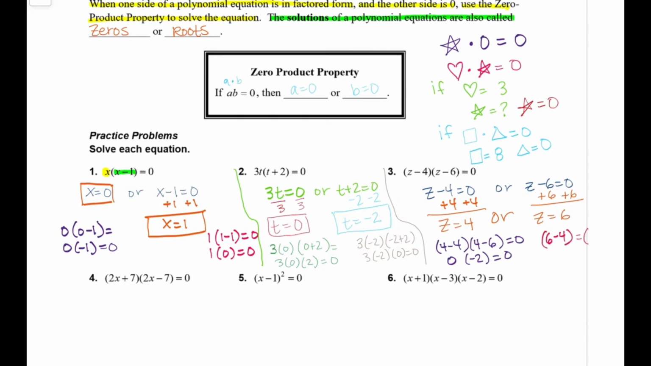If I plug 6 into the original equation, I have 6 minus 4 for the first parenthesis, and 6 minus 6 for the second parenthesis. 6 minus 4 gives us 2, and 6 minus 6 is 0. Well, 2 times 0 equals 0.